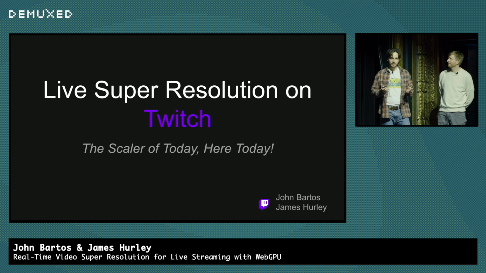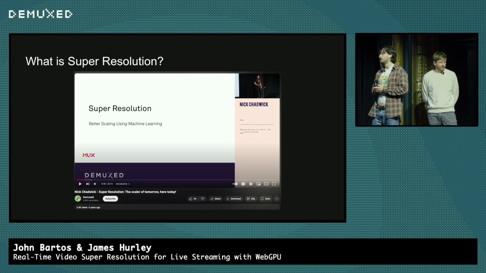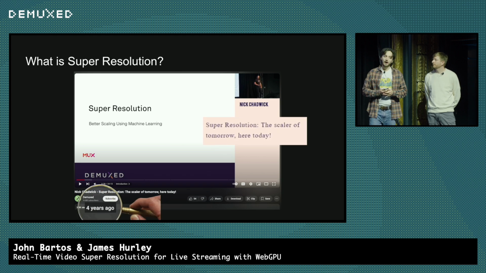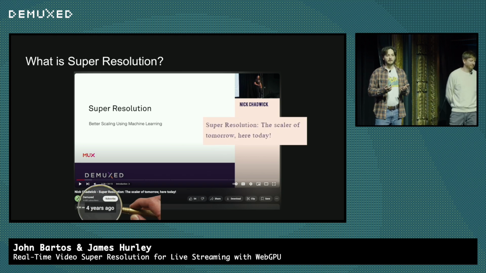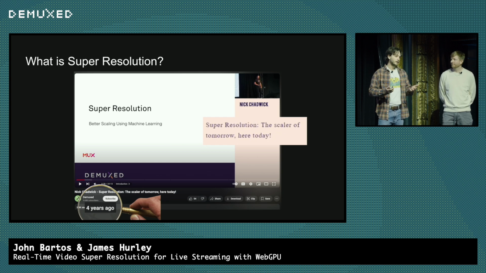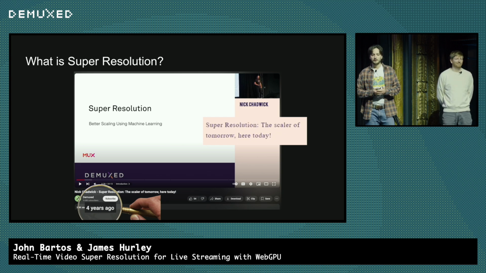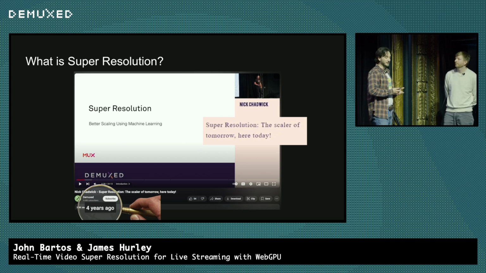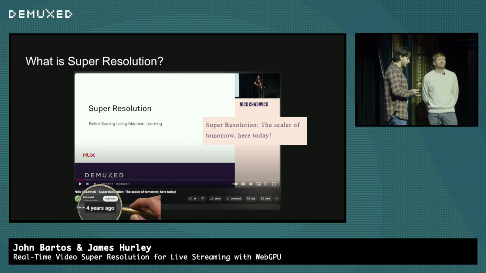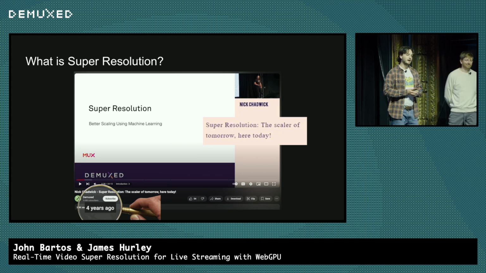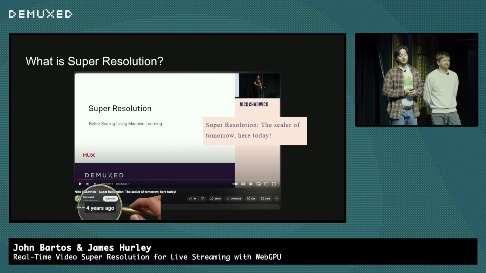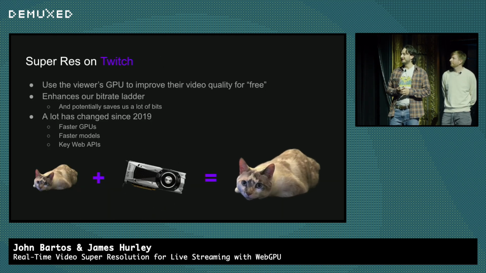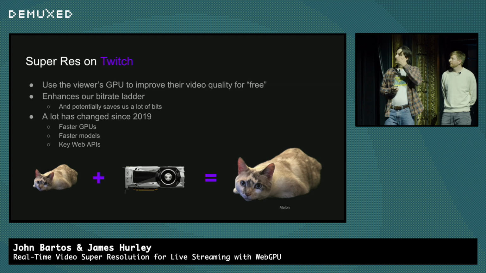Now, for those of you who are Demuxed OGs, who may have been here in 2019, you may already know what super resolution is. Nick Chadwick did a talk about how you can use machine learning to upscale and enhance images with quality better than what you would get with a typical bicubic or Lanczos upscaler. This talk is not going to be what Nick did. It's going to be less about the nerdy model math, and it's going to be more about how we implemented super res on Twitch.